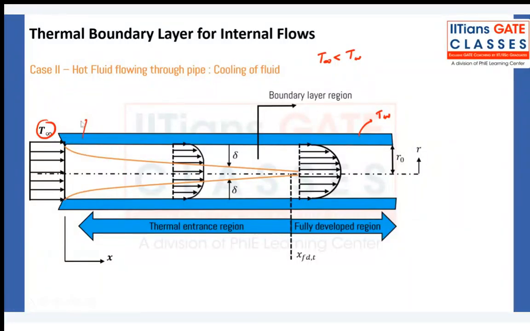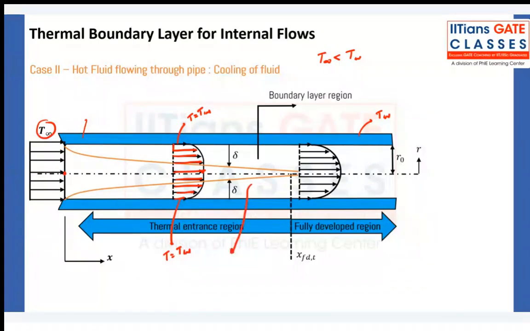Now the same thing will happen here. At this point, T is equal to T wall, which is the lower temperature. At the center, you will have the maximum temperature. Slowly, as you come down, your temperature is increasing. It will get to the maximum temperature, and then it will start reducing, because here also we have T equal to TW. So in this region, it is the thermal entrance region.